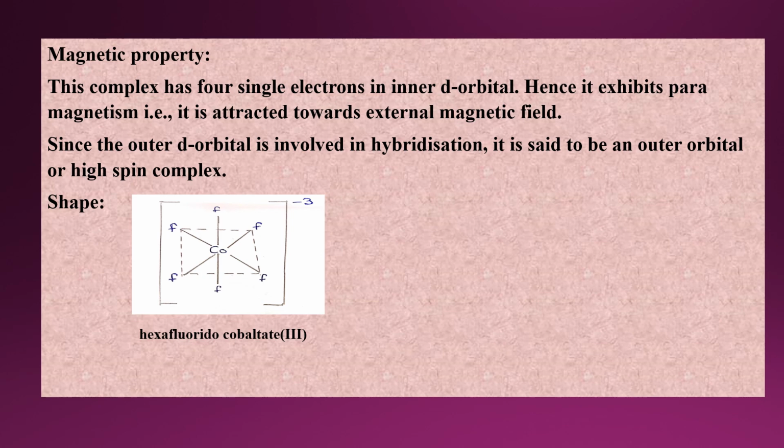This complex comes under which type, students? Outer orbital complexes or high spin complexes, in which outer d orbital, that is nd orbital, is involved in hybridization. Am I clear, students? Kindly write all these points in your notebook one by one, so it is very easy for you to learn. Please read or follow this once or twice, then you can practice it and learn it very easily.